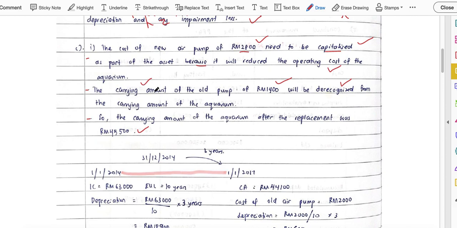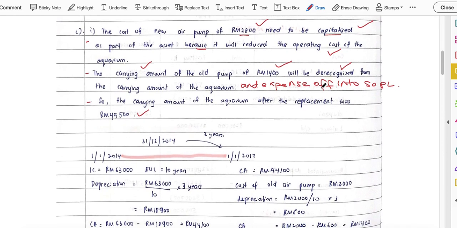Next one, the carrying amount of the old pump of 1,400 will be derecognized from the carrying amount of the aquarium, and expensed off into SOPL. Whenever you derecognize, you expense into SOPL. So what do you derecognize? It must be the carrying amount. If your answer is that the cost will be derecognized, that is wrong. It must be the carrying amount.